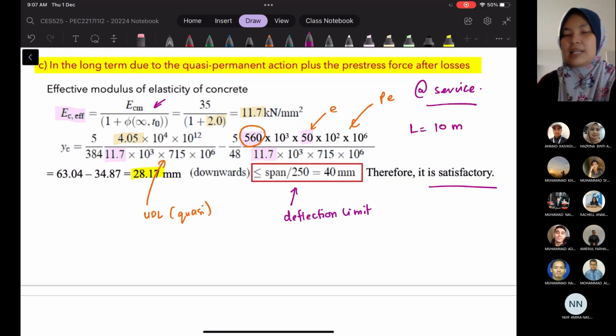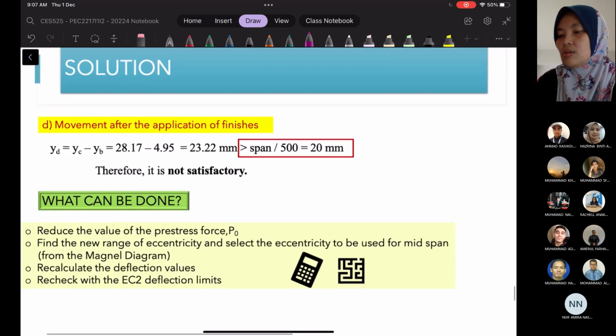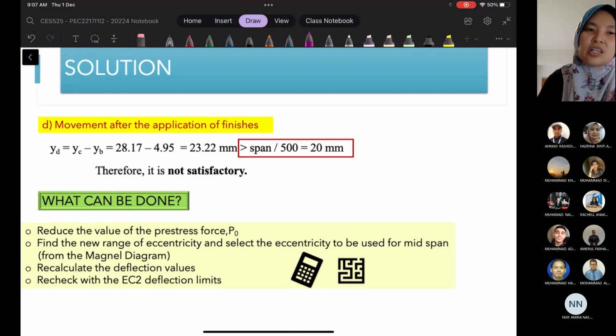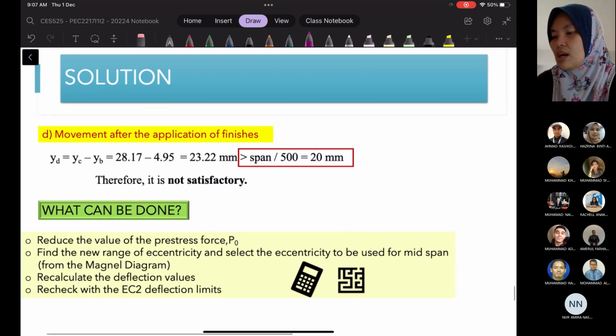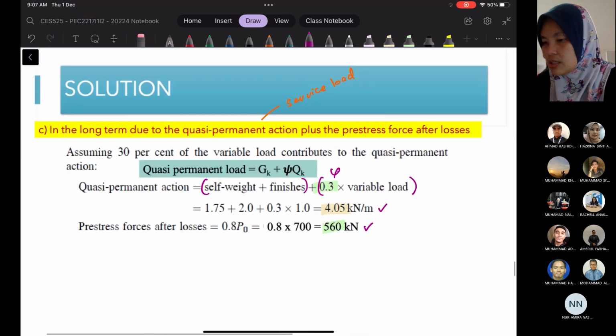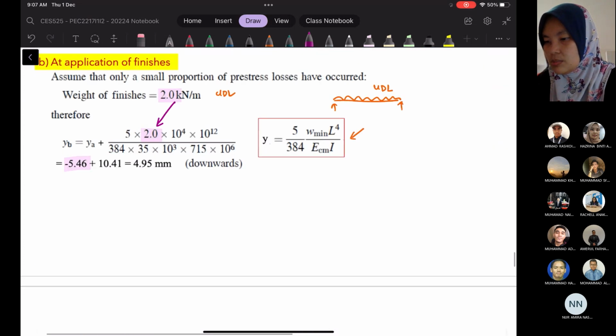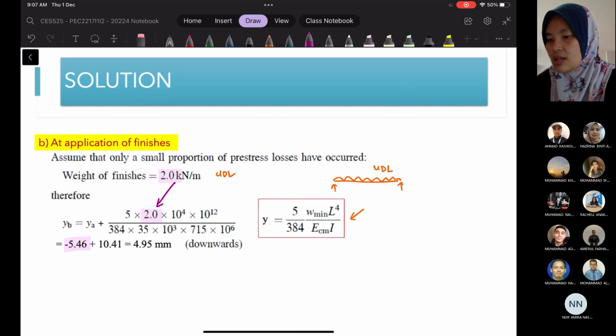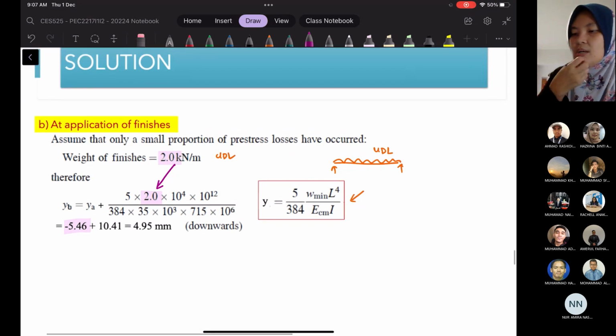This one we check only at service load, only one value that we check. This is where we are considering all the values of deflections, inclusive of the values at transfer. The one earlier was YB, which is the quasi-permanent action. This is the value of YB, which is at the application of the finishes. And this value here is at transfer.